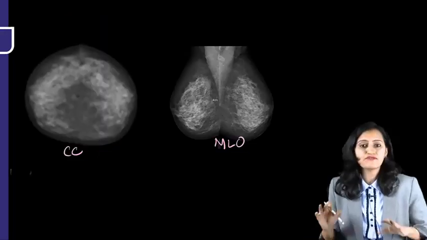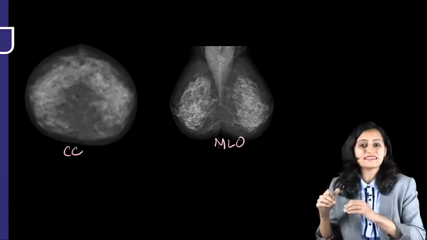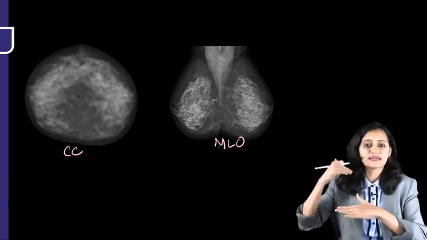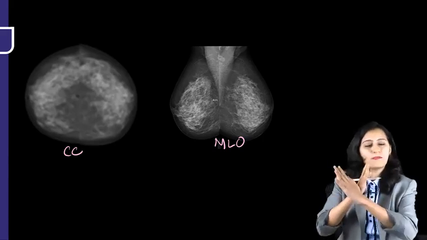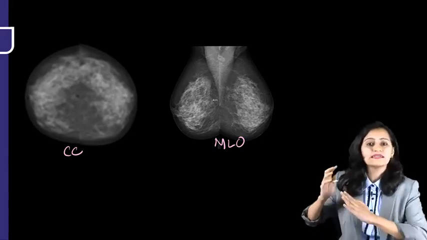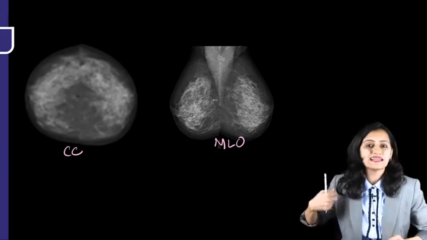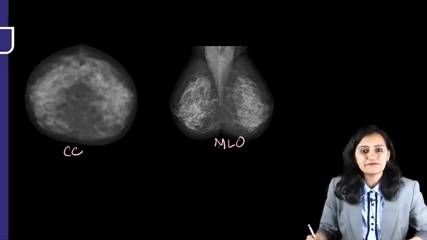Now in mammography, for every breast, we take at least two perpendicular views, that is the craniocaudal and the mediolateral oblique. We take the mediolateral oblique so that it includes the axilla as well and we can see the axillary lymph nodes as well.